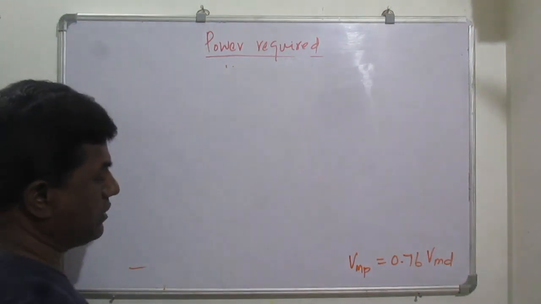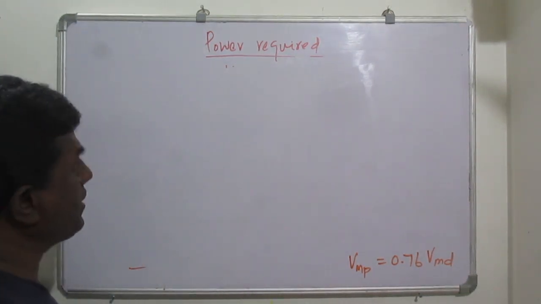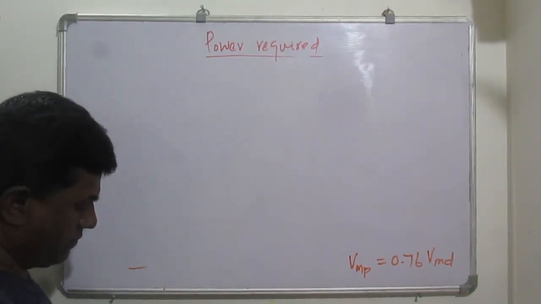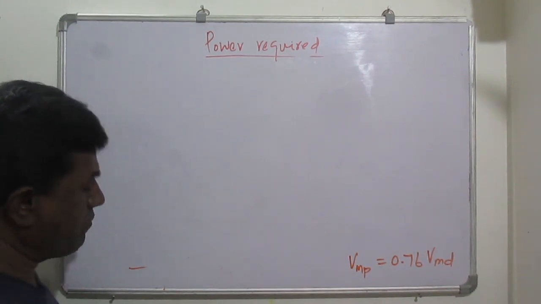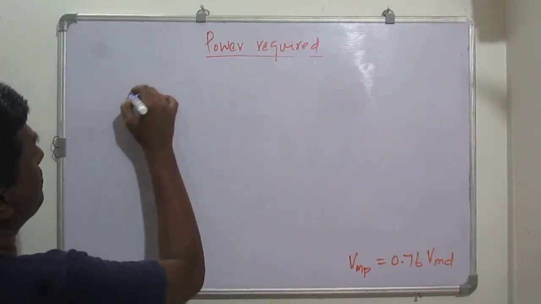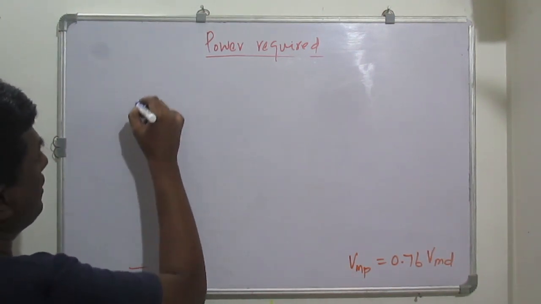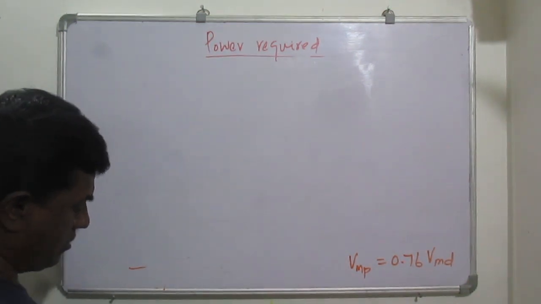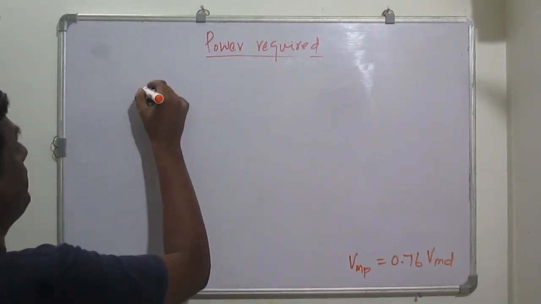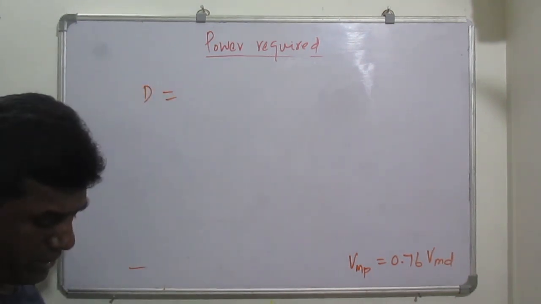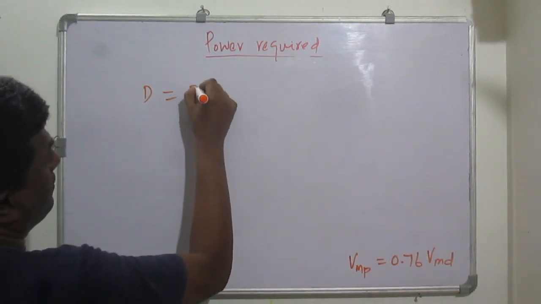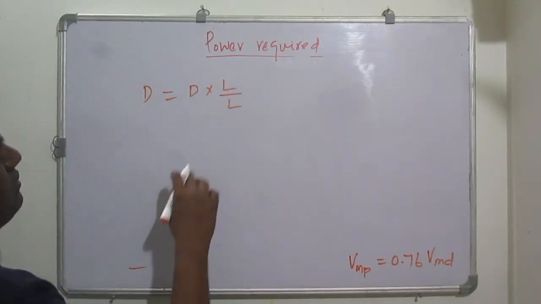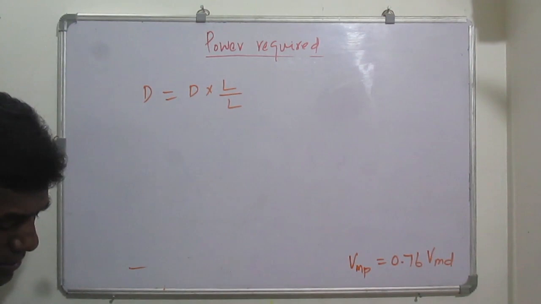Okay, so now let's find CL at minimum power and CD at minimum power. From our previous derivation, we know that power is nothing but drag into velocity, so we can write drag equal to D, and multiplying and dividing by L, drag into D by L. At steady level flight, we replace lift equal to W.